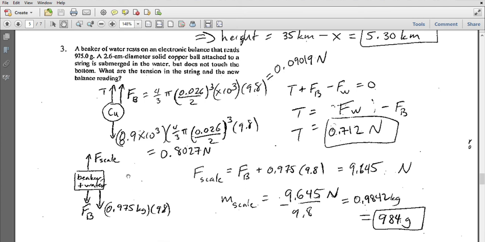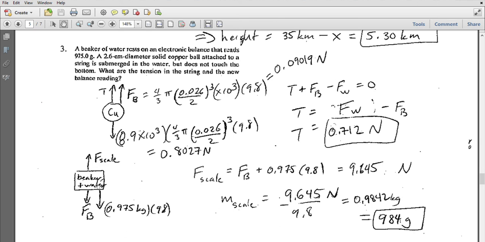It looks like there are several ways you could choose a free body diagram for different kinds of objects. I chose my object to be just the beaker plus the water, not including the copper sphere, and said what forces are acting on the beaker plus the water. Well, the scale's underneath it, so it's pushing up on it, and that's what we want to know. How hard is the scale pushing up on it? That's what the scale is supposed to be calibrated to read.